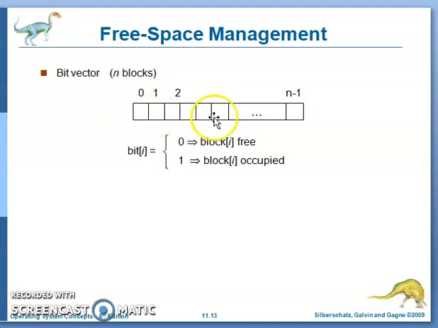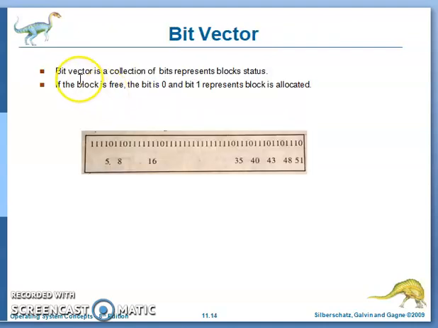That is the bit vector, which represents whether a block is free or occupied by a file. Just check it: a bit vector is a collection of bits that represents block status, either 1 or 0. 1 means occupied by a file, 0 means a free block. If the block is free, the bit is 0, and bit 1 represents that the block is allocated.